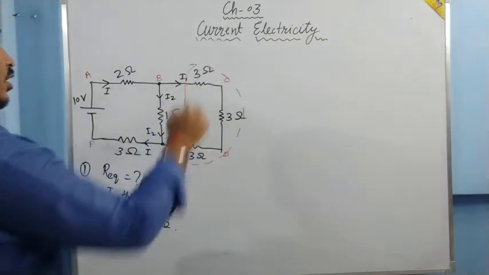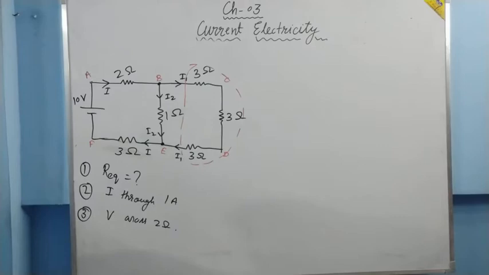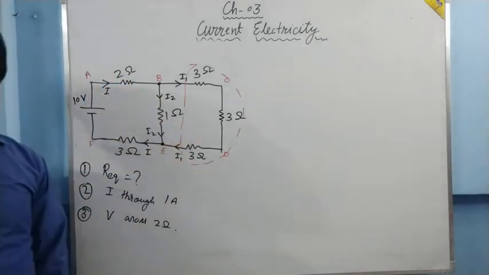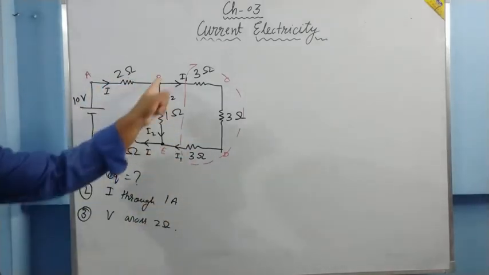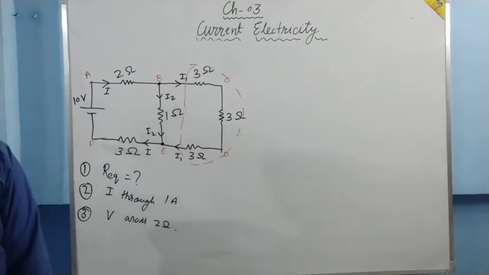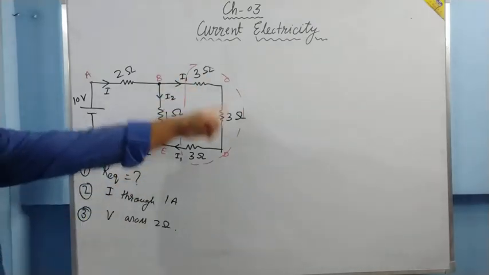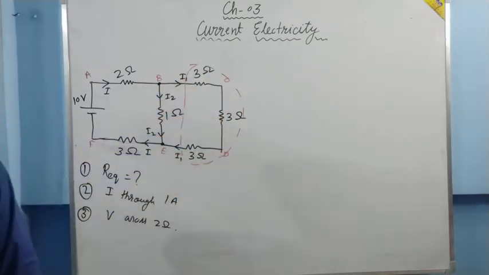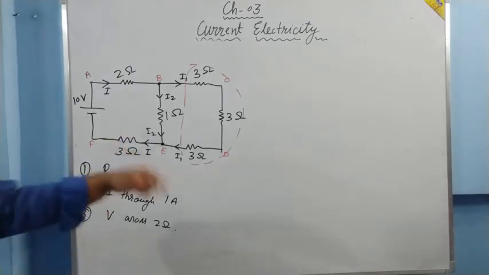3 plus 3 plus 3, how much? 9. Now this 1 ohm and this 9 ohm are in parallel. What is the equivalent resistance of 1 ohm and 9 ohm?